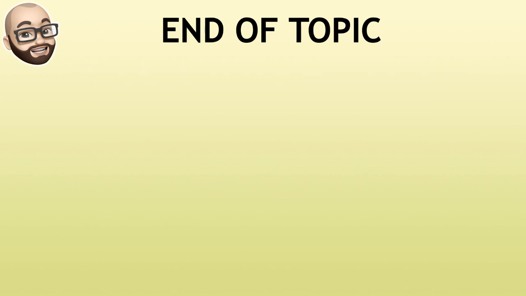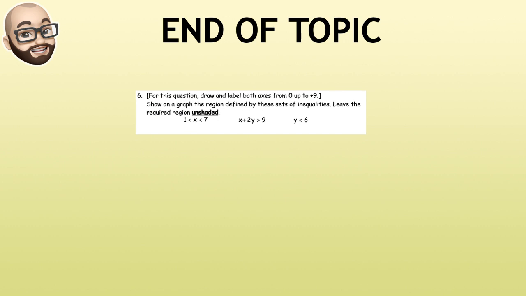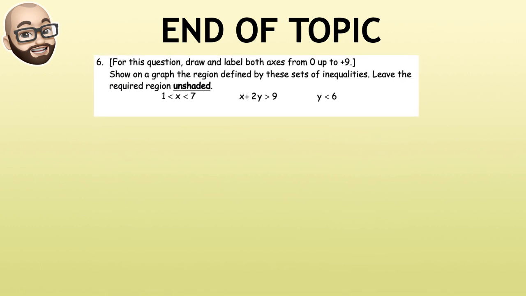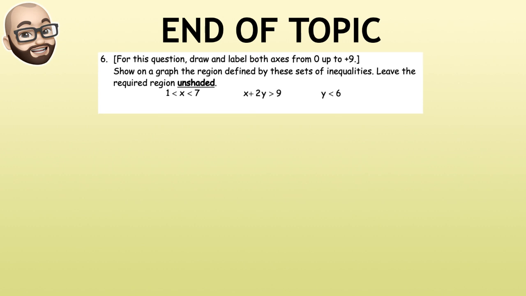Question 6 says, for this question, draw and label both axes from 0 to 9. This is the only set of axes, I think, on the entire homework that you actually have to draw out yourself. So just make sure that you can draw it accurately and that each one's equally spaced and so on. And then all we've got to do is draw a region.